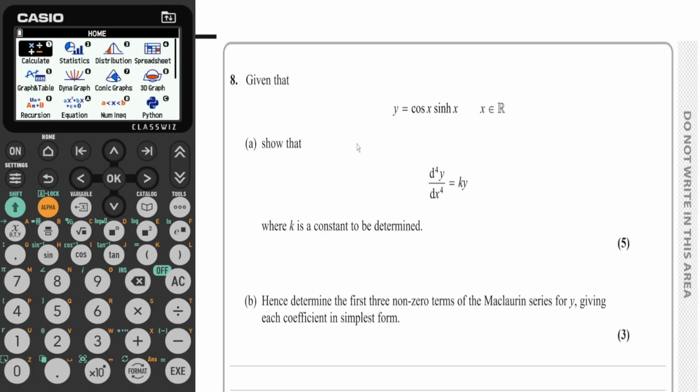Question number 8. Given that y equals cos x times hyperbolic sin x, where x is a real number, for part A we have to show that the fourth derivative of y with respect to x is equal to ky, where k is a constant to be determined, and then for the next part of the question we would have to determine the first three non-zero terms of the Maclaurin series for y, giving each coefficient in simplest form.